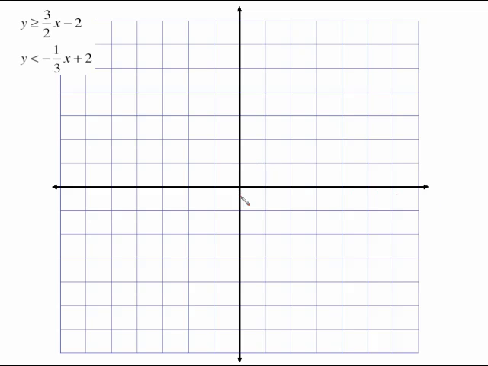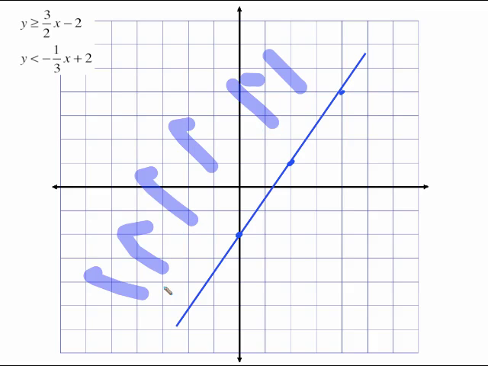The first one has a y-intercept of negative 2, a slope of 3/2, which is up 1, 2, 3 to the right 2, 1, 2, 3 to the right 2. Draw the line, and it looks about like this. It is greater than or equal to, so it is a solid line, and we are going to shade above. So that's all of that one.